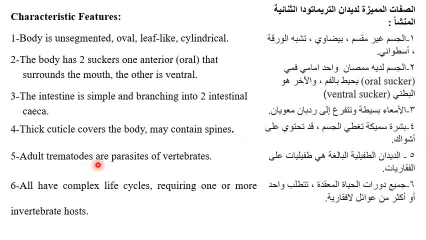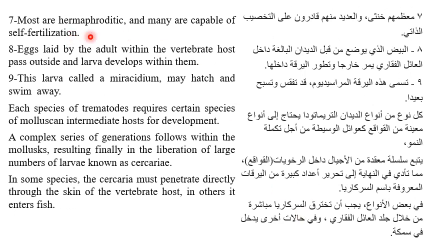Adult trematodes are parasites of vertebrates. All have complex life cycles requiring one or more invertebrate hosts. Most are hermaphroditic, and many are capable of self-fertilization. Eggs laid by the adult within the vertebrate host pass outside and a larva develops within them. This larva, called miracidium, may hatch and swim away.